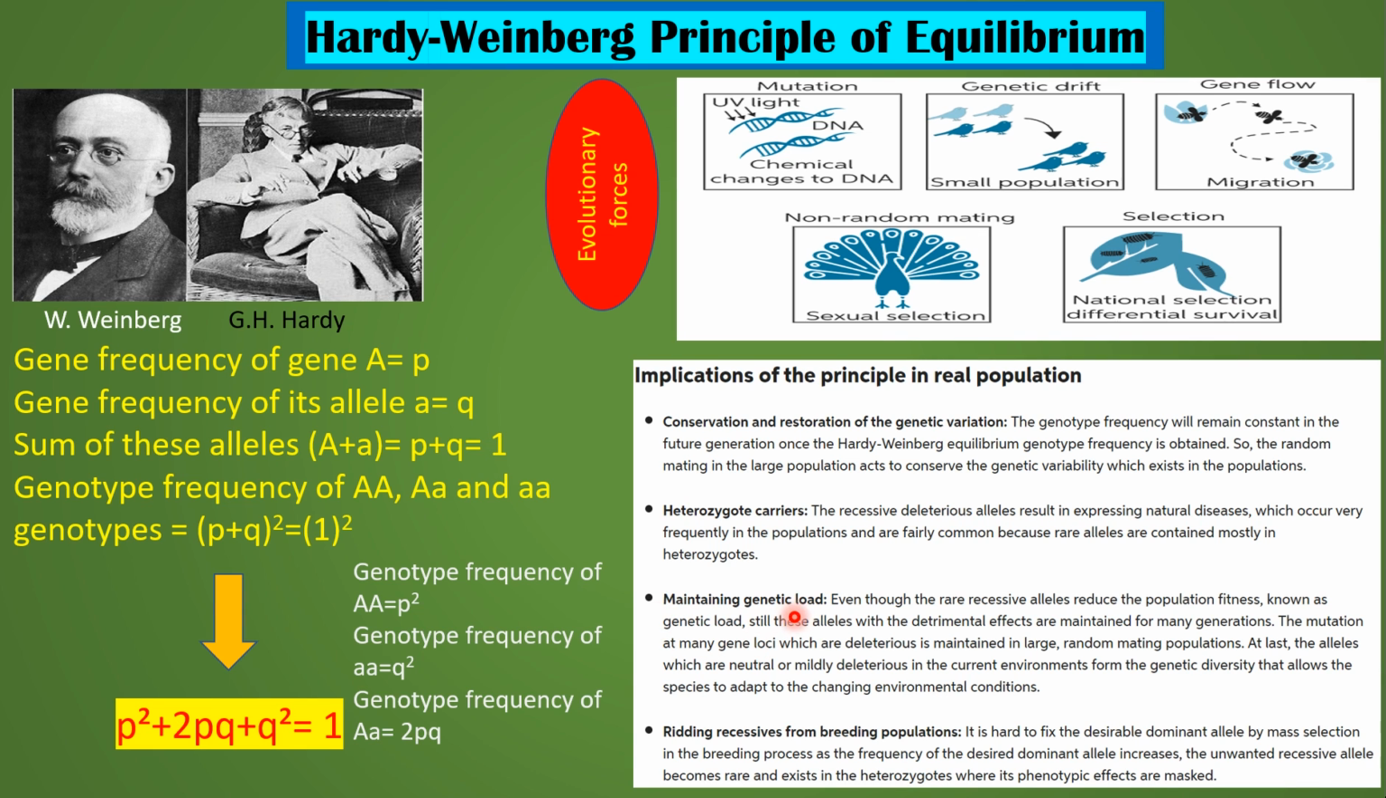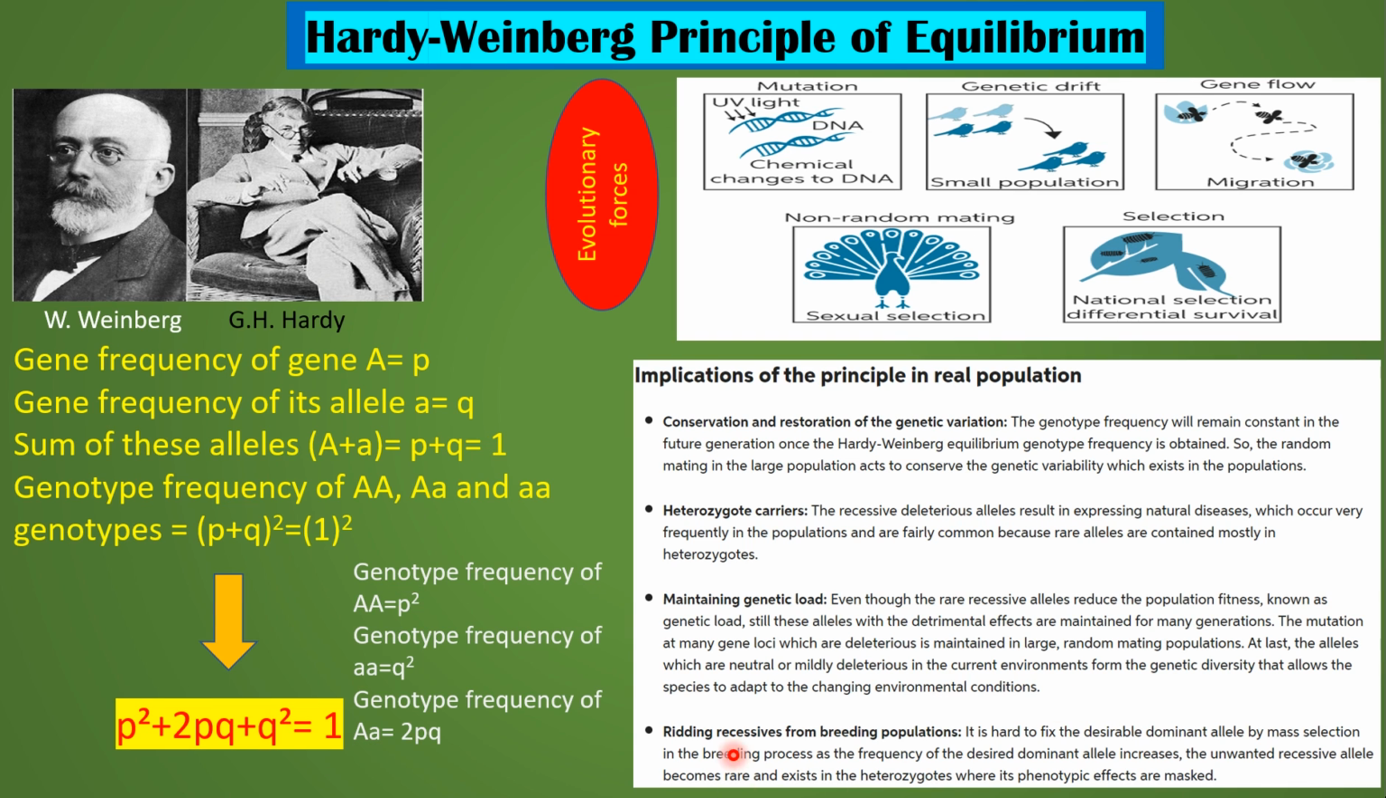Third point: maintaining genetic load. Even though rare recessive alleles reduce the population fitness, known as genetic load, still these alleles with detrimental effects are maintained for many generations. The mutations at many gene loci which are deleterious are maintained in large random mating populations. At last, the alleles which are neutral or mildly deleterious in the current environments form the genetic diversity that allows the species to adapt to changing environmental conditions.